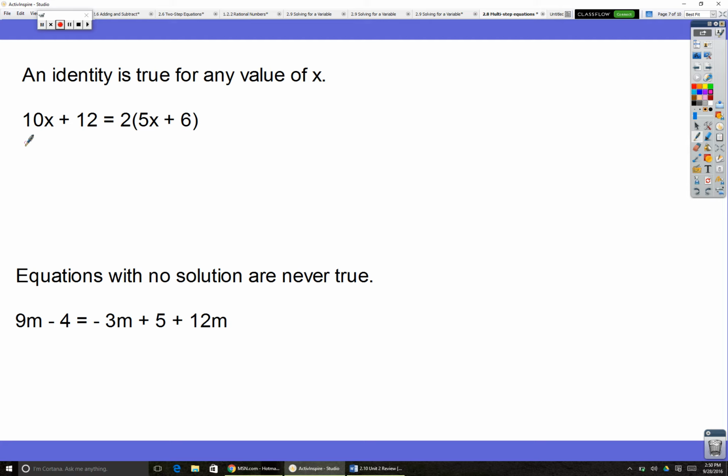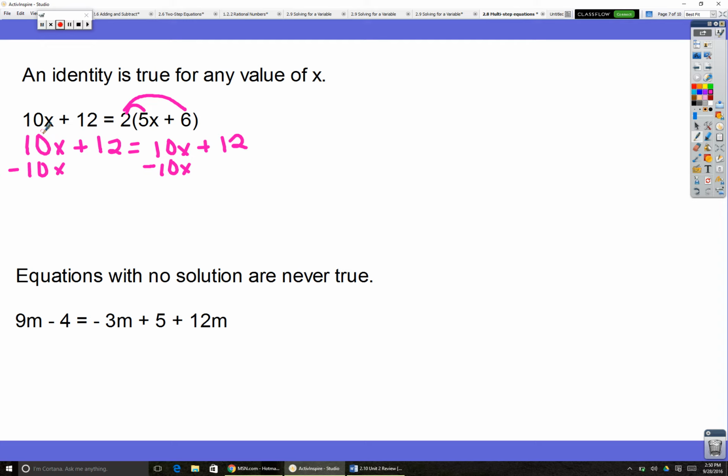So if I were to simplify this equation, I have 10x plus 12 equals, I'm going to distribute, so I have 10x plus 12. Now you can already see both sides are the same. There's an equivalent expression on each side, so no matter what I put in for x, it's going to be the same. If I wanted to continue solving this, I could subtract 10x from both sides.